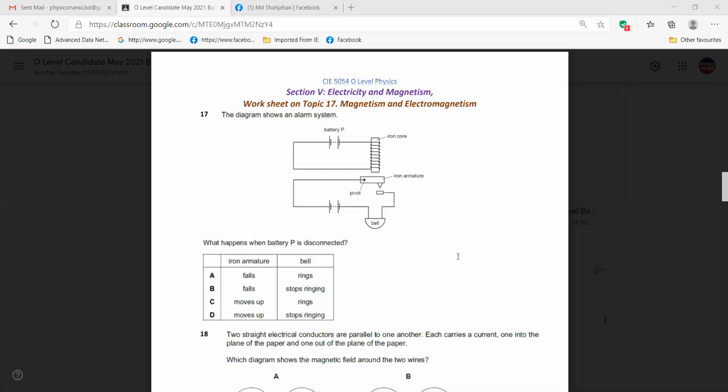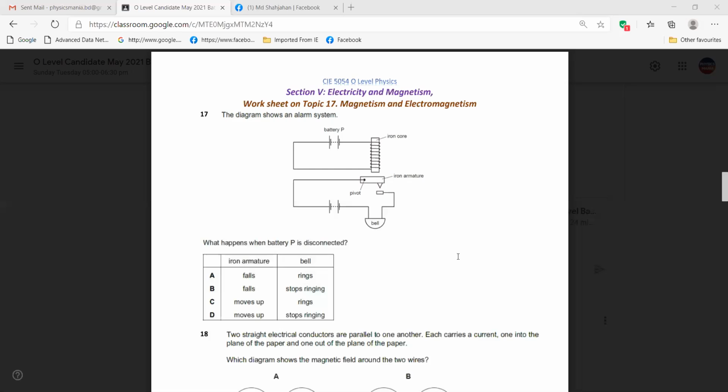Sir, why is it not D? Why will it move up? It will only move up if the iron core is magnetized. If the iron core is magnetized, then it can attract the iron armature, right? Then the iron armature can move up. Also, when the battery is down, the iron armature falls and the bell rings. Yeah, got it.